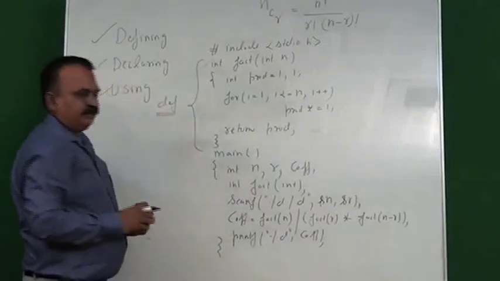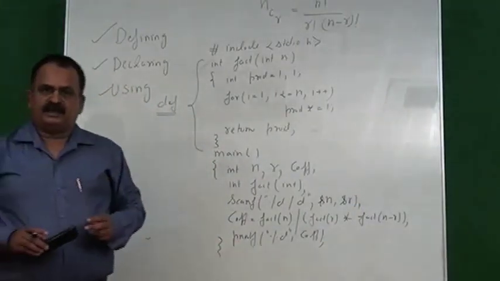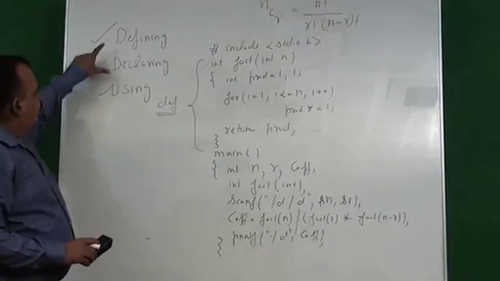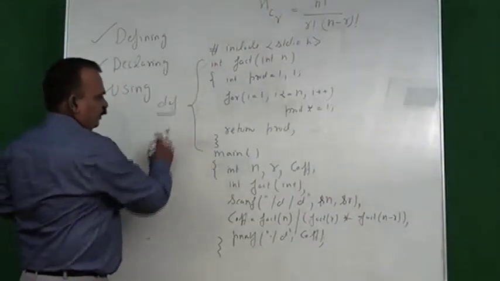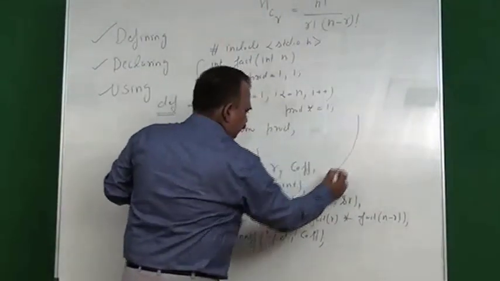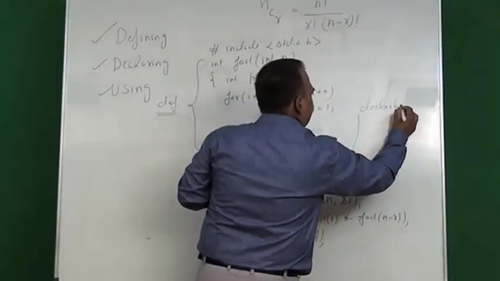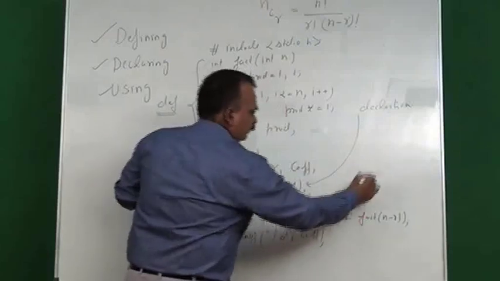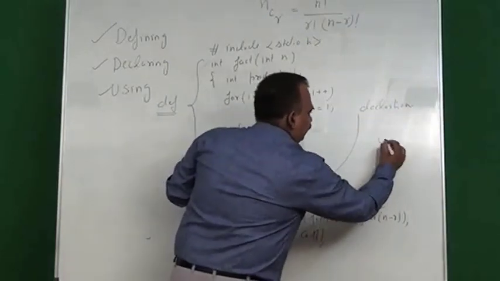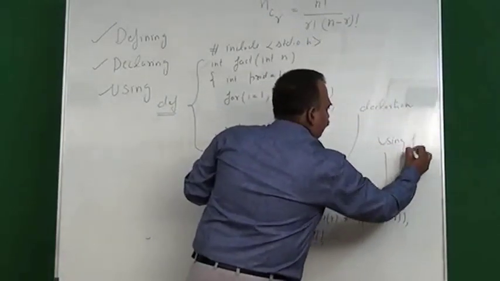End of the logic. Now this example is giving all the 3 aspects, that is, the definition of the function. And I hope this line is the declaration of the function. And the last one, this one is using the function.